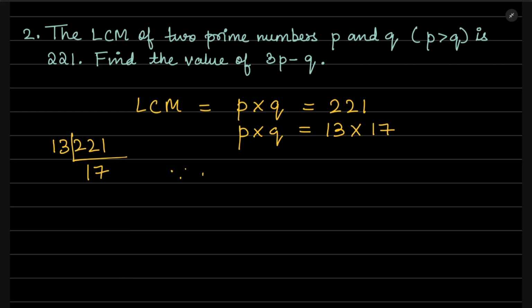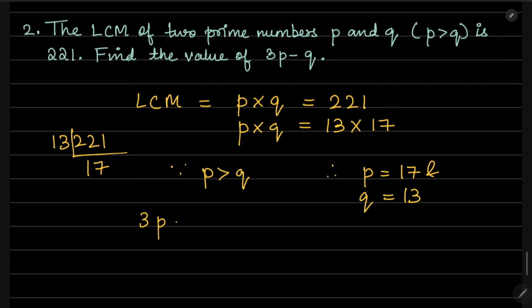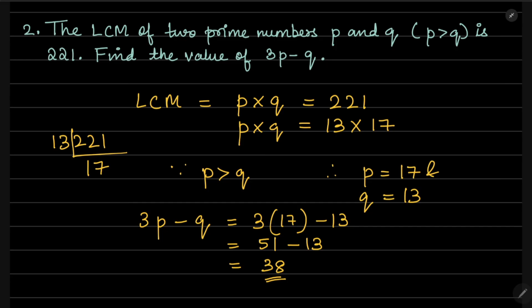You are given that P is greater than Q. Which of the two numbers is a bigger number? That will be P. So therefore, your P is nothing but 17 and Q is the other number, that is 13. Now you can find out the value of 3P minus Q, which is nothing but 3 multiplied by 17 minus 13. What is 3 multiplied by 17? 51 minus 13. So if you calculate it, 38 is the final answer.